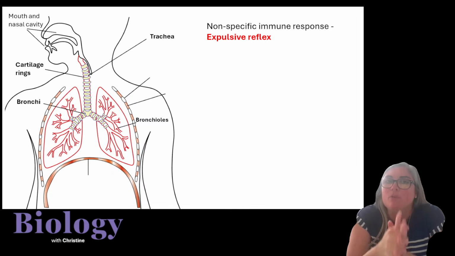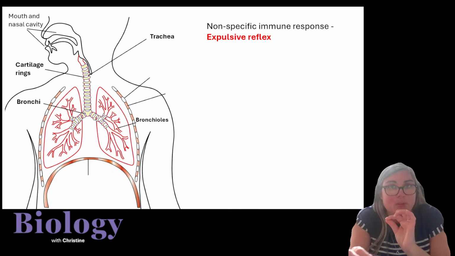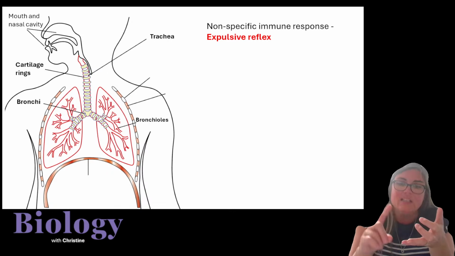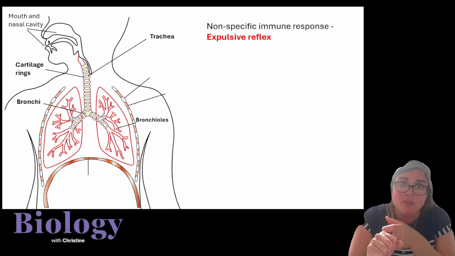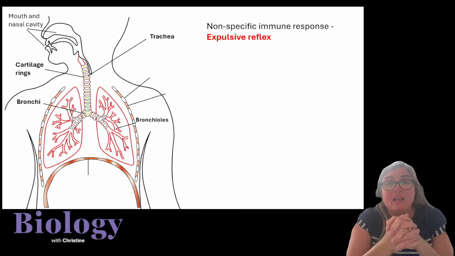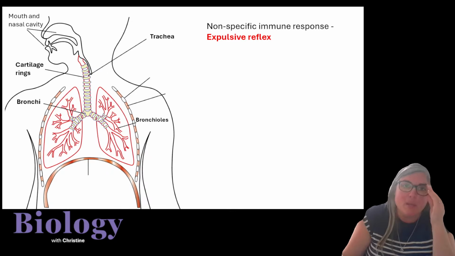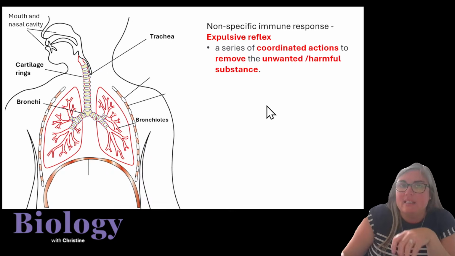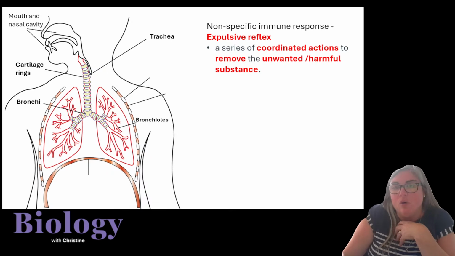So the expulsive reflex is a reflex, which is an animal response. There is some form of stimulus that is detected that is then going to trigger a response which is an unconscious response. It is autonomic, and so therefore it's a series of coordinated actions to remove anything which is unwanted or harmful inside the lungs.